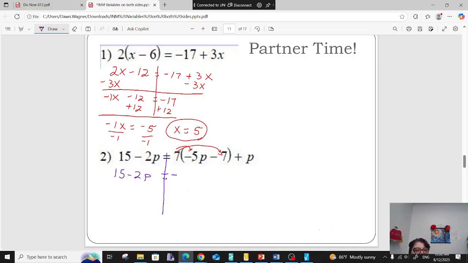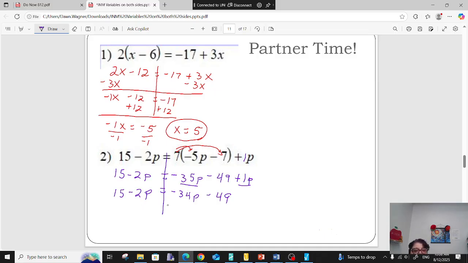So when I take 7 and multiply it by these two terms, I get -35p minus 49 plus 1p. If you want to draw 1 there to help you, you can. You combine these p's. That's -34p minus 49. And then on this side, you have 15 minus 2p. Did you get this far? Jen, you got that far?